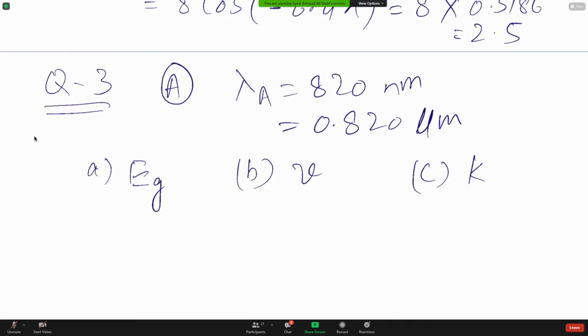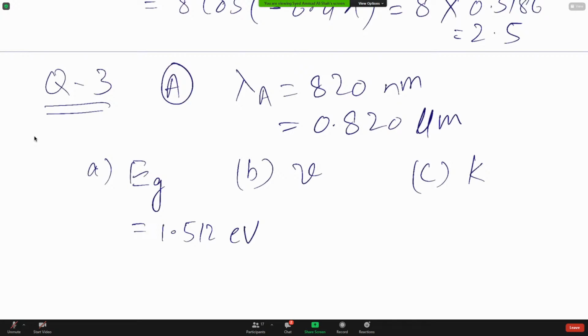So for A, the EG that I got was 1.5 electron volts. Correct. I got 1.512. Yes, I just left out the last decimal. It is equal to 1.512.